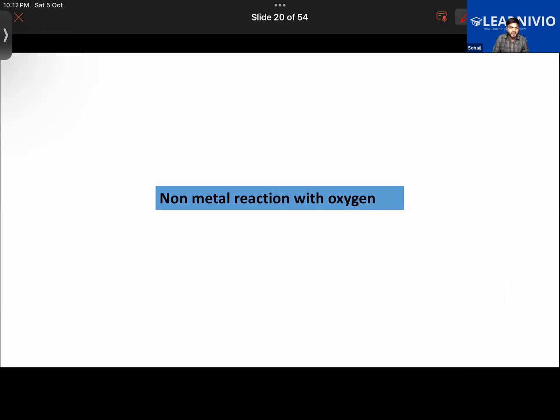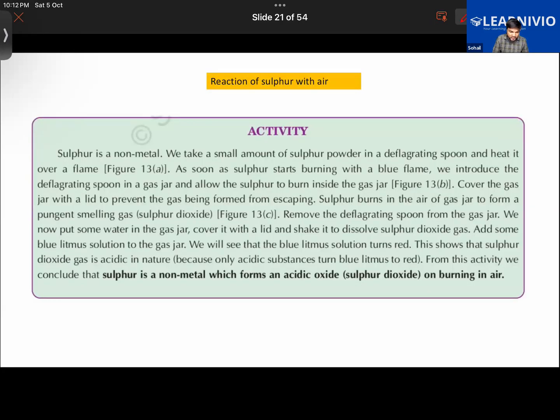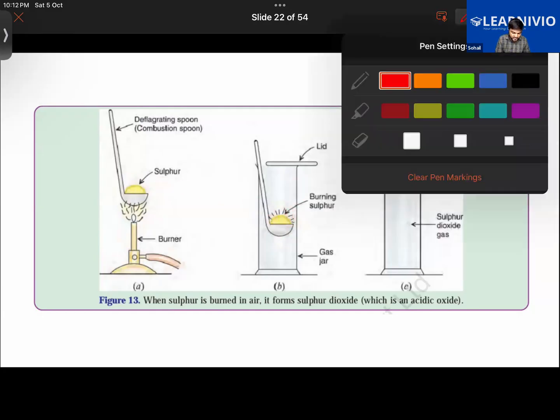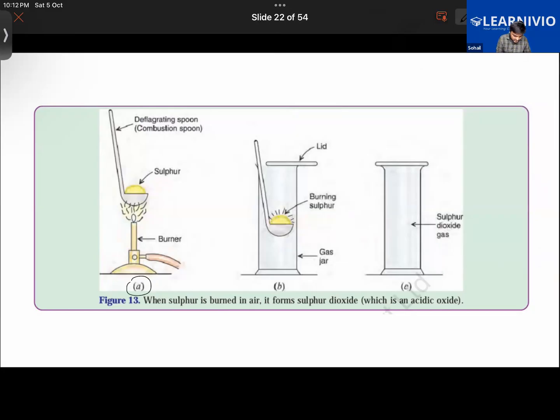Talking about the reaction of non-metals with oxygen: the reaction of a non-metal with oxygen will give you an acidic oxide. Take for example sulfur, which I told you is a non-metal. Here we are heating this sulfur on a combustion spoon. Now we are going to put this into this glass jar and remove it. While burning, sulfur dioxide gas is given off. Here sulfur is burning with oxygen to give sulfur dioxide. This gas is being released.